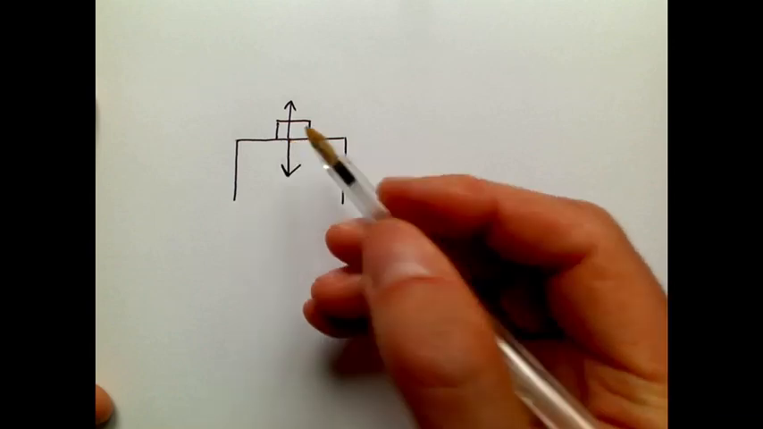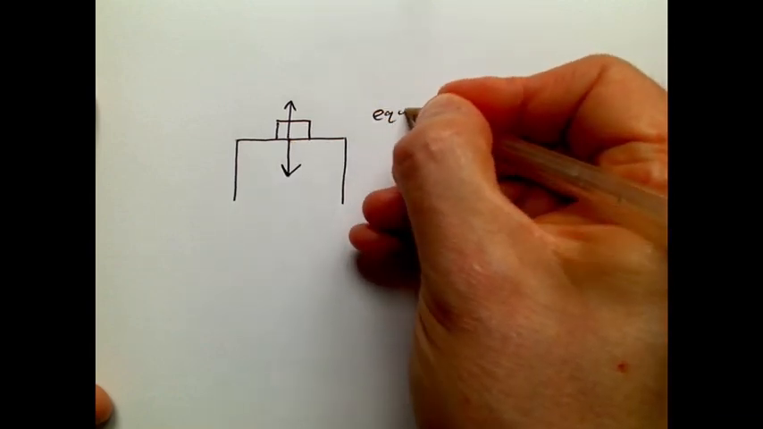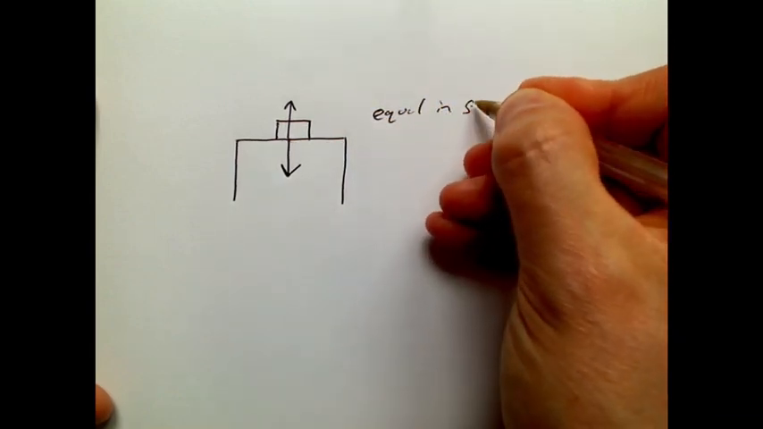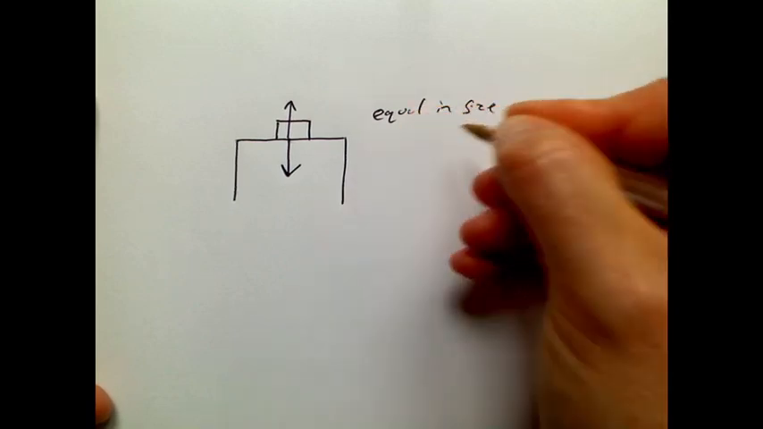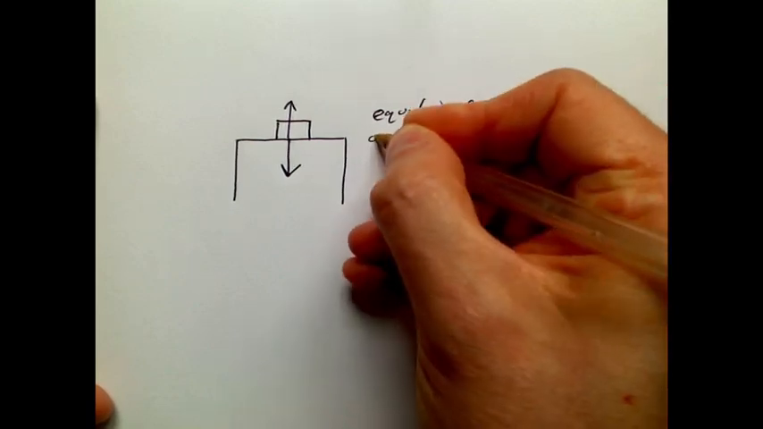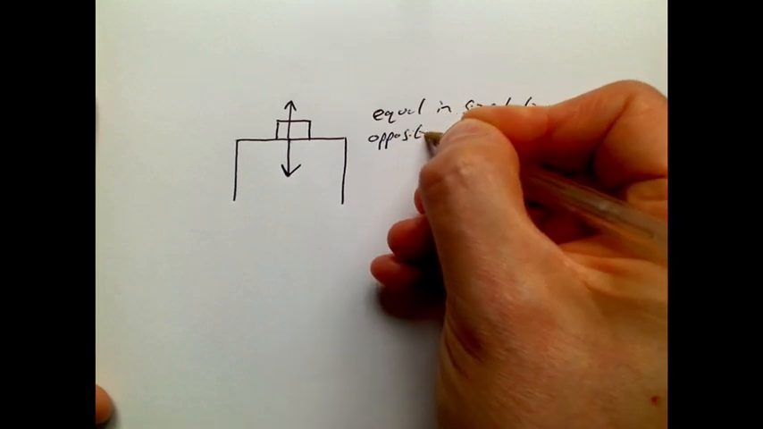Newton's third law tells us that forces are equal in size but opposite in direction.